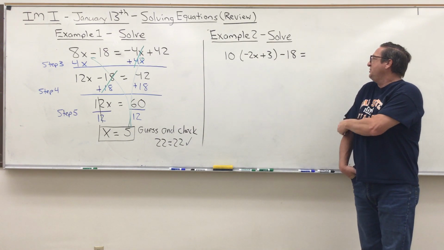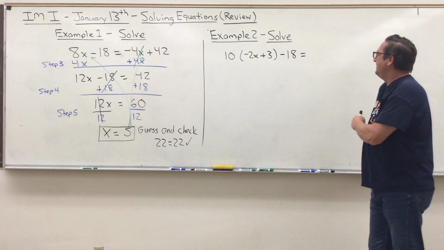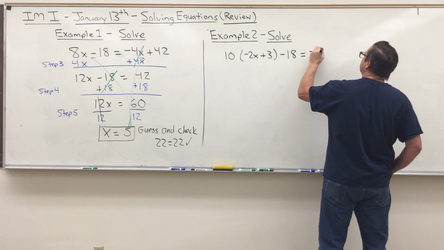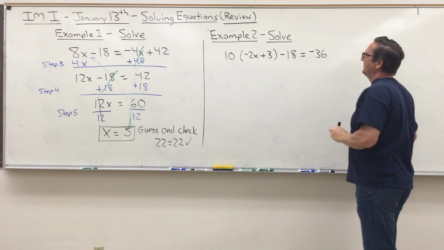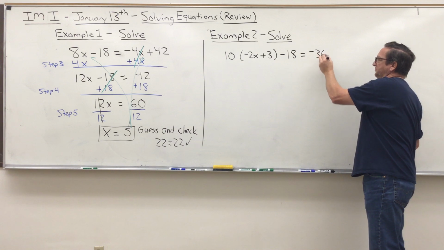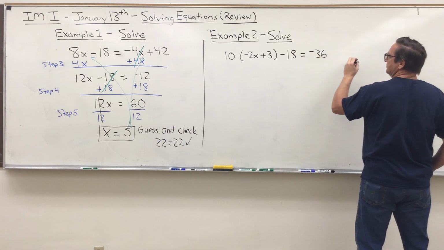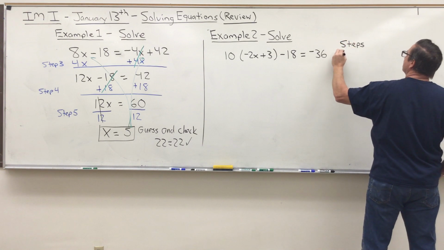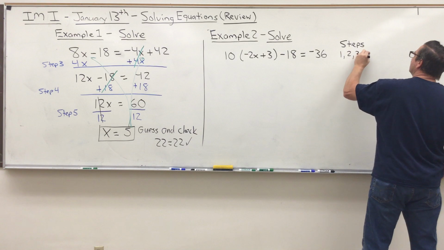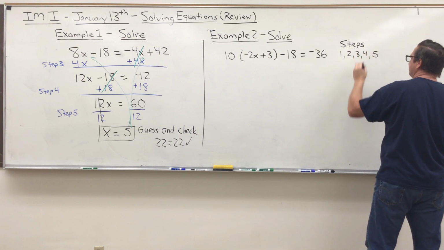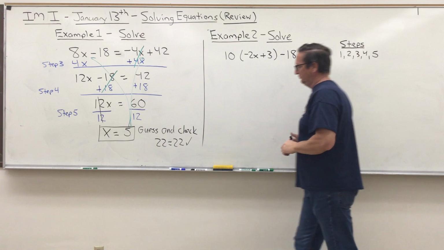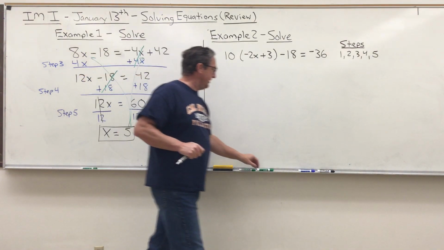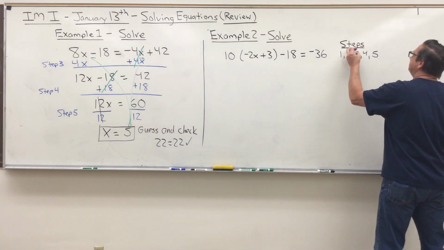Times, parentheses, negative 2x plus 3 minus 18 equals negative 36. So let's go ahead and get this problem going.